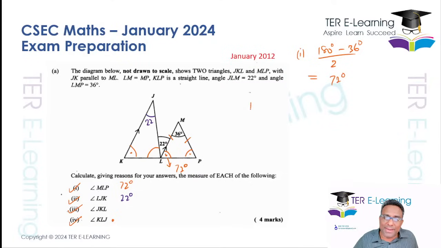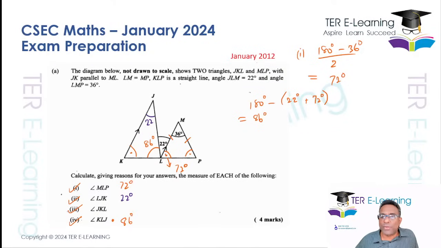So to get that angle there, it is going to be 180 degrees minus 22 plus 72. So 180 minus, open brackets, 22 plus 72, and you're going to get 86 degrees. So therefore, this angle here is 86 degrees. So that's JLK or KLJ. So this is 86 degrees.